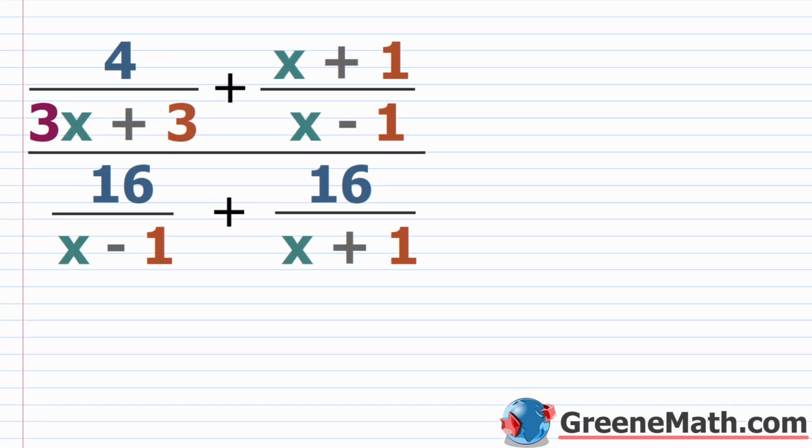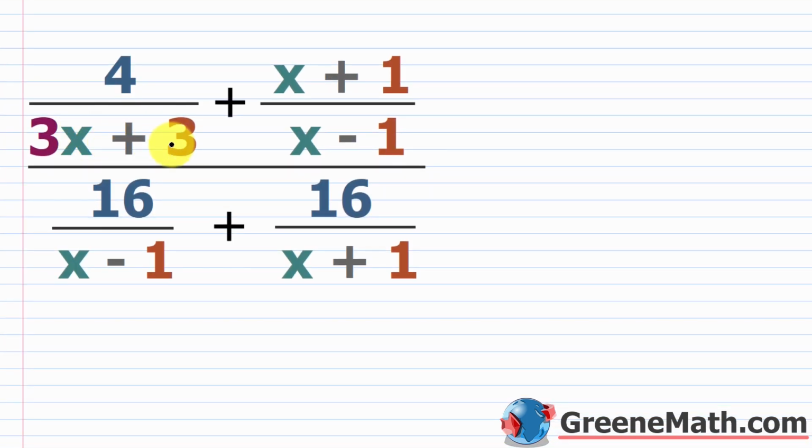So we're going to have this 4 over 3x plus 3 plus x plus 1 over x minus 1. And then this is over. We have the 16 over x minus 1 plus 16 over x plus 1. So my denominators here, you have x plus 1 and you have x minus 1.